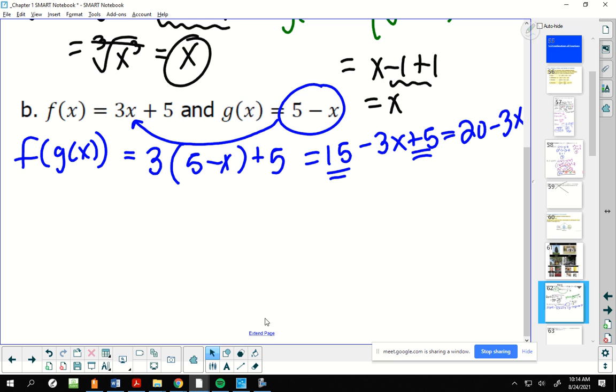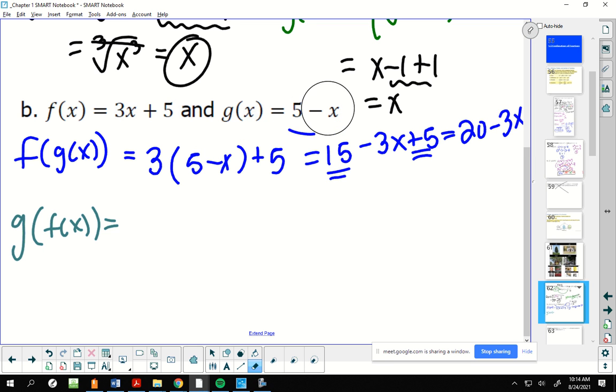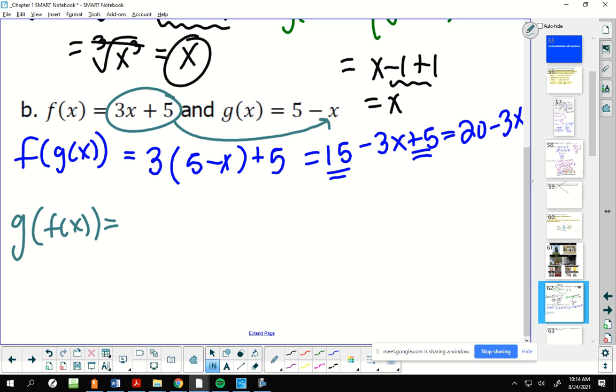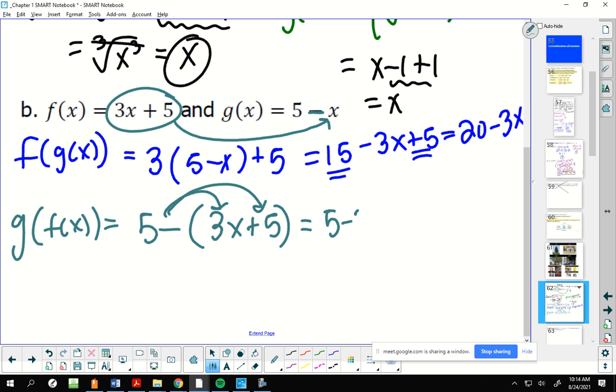All right, now let's do g of f of x. So that means we're taking f of x and plugging it in to g of x. We're going to take 3x plus 5 and plug it in for x there. The key here is this minus sign. Okay? So it's 5 minus, in parentheses, 3x plus 5. Again, you need to make sure you distribute that minus sign. So that's minus 3x minus 5. Combine like terms, and we just get negative 3x.